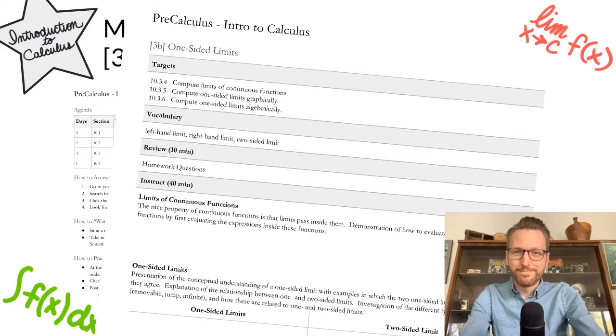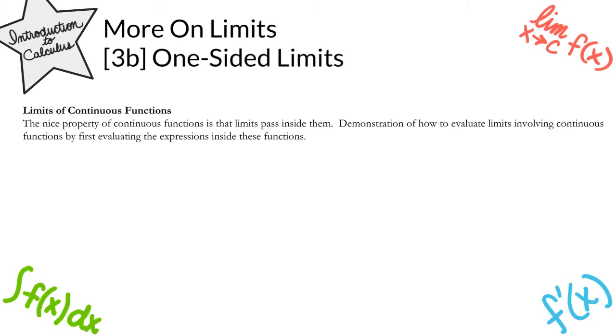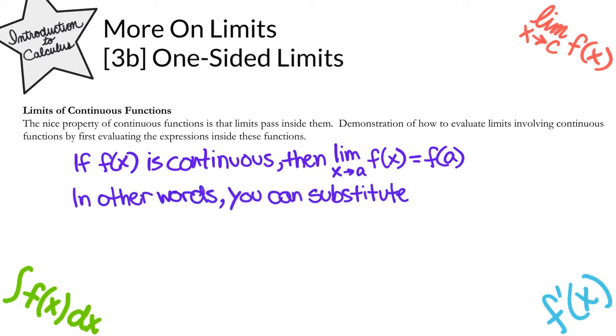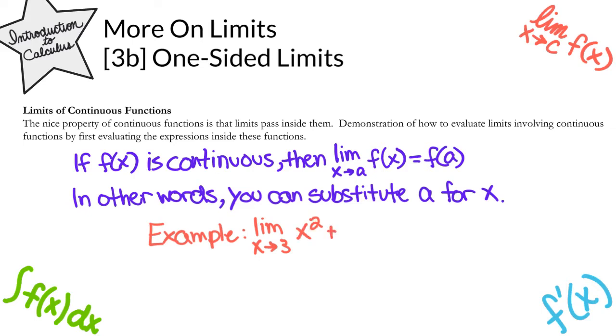Let's get started. Let's talk about limits of continuous functions first. Notice this bit. The nice property of continuous functions is that limits pass inside them. Basically what that means is if f of x is continuous, then the limit as x approaches a of f of x is equal to f of a. In other words, you can simply substitute or plug in a for x. An example of this is if we were to take the limit as x approaches, say, 3 of some polynomial, such as x squared plus 5x plus 2.